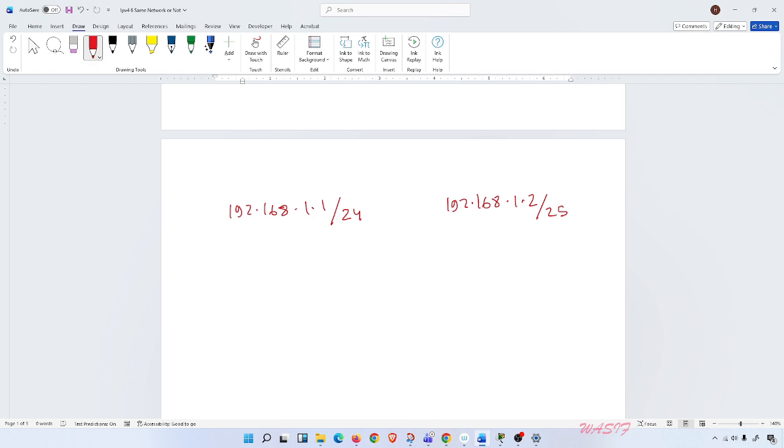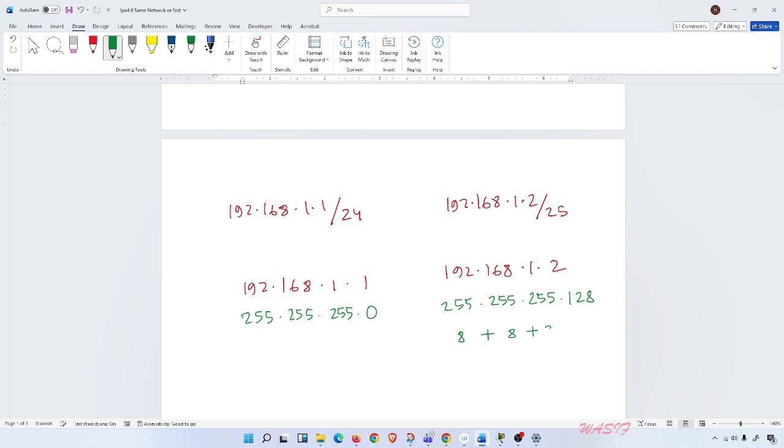Look, you will see 192.168.1.1, 192.168.1.2. Now if I write down 255.255.255.0 and 255.255.255, now look at here, this is 128. Why is this 128? Because it is 25. 8 plus 8 plus 8 plus 1, then it makes 25.